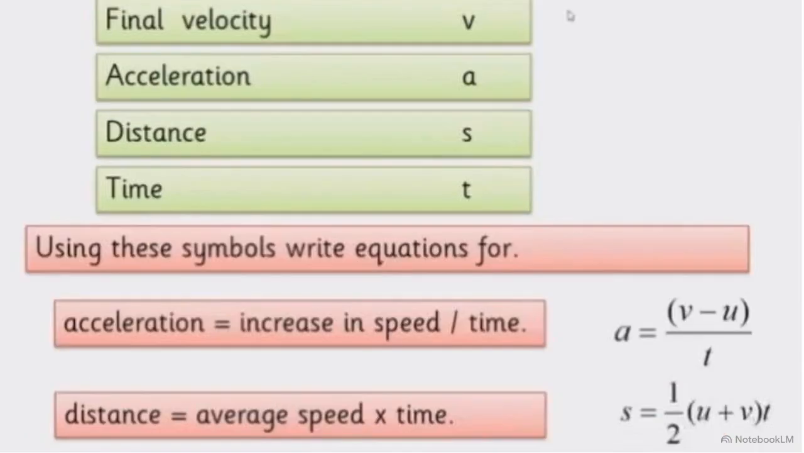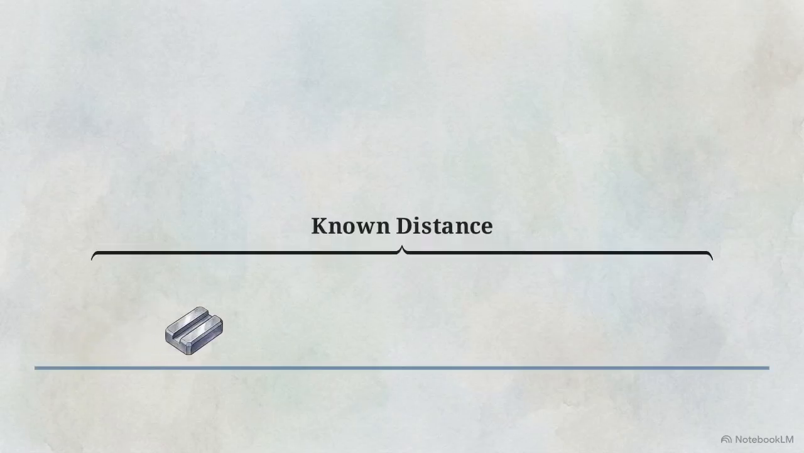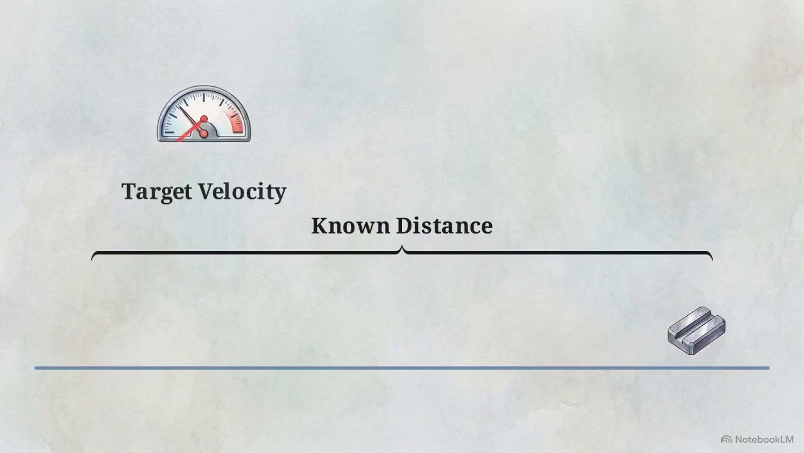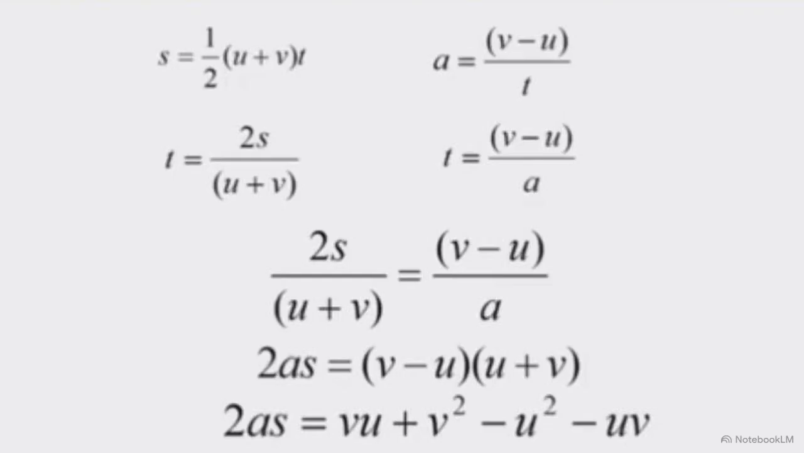From these variables, we derive two foundational equations, one calculating acceleration as the change in velocity over time, and another calculating distance as average speed multiplied by time. However, we run into a practical problem. In industrial design, you usually know the total distance a machine part has to travel and the target velocity it needs to hit, but you rarely know the exact time duration. We isolate t in both equations.